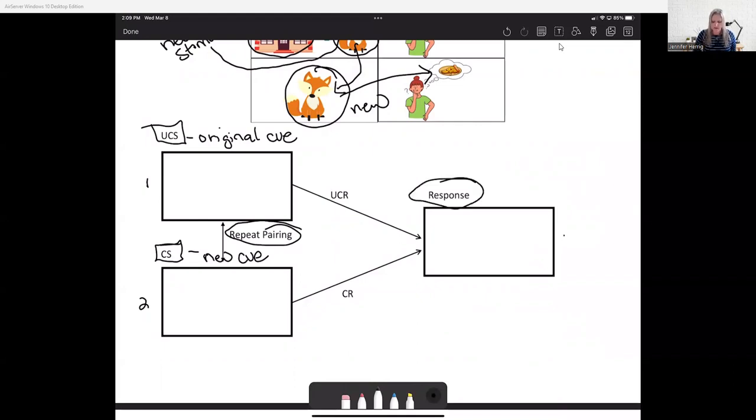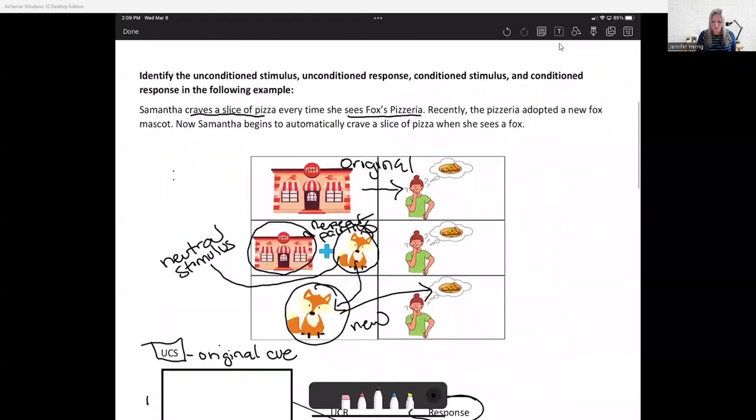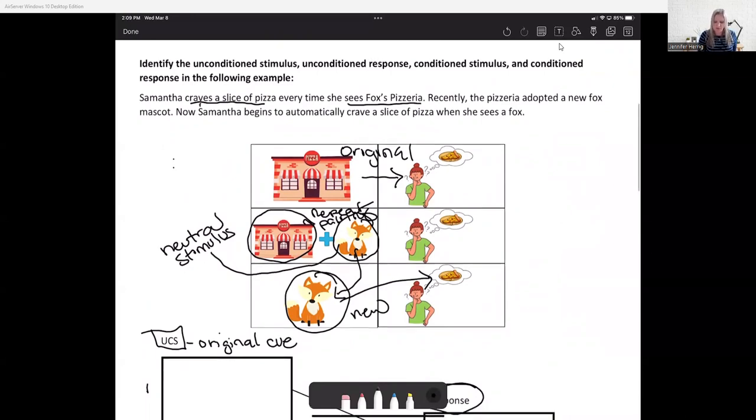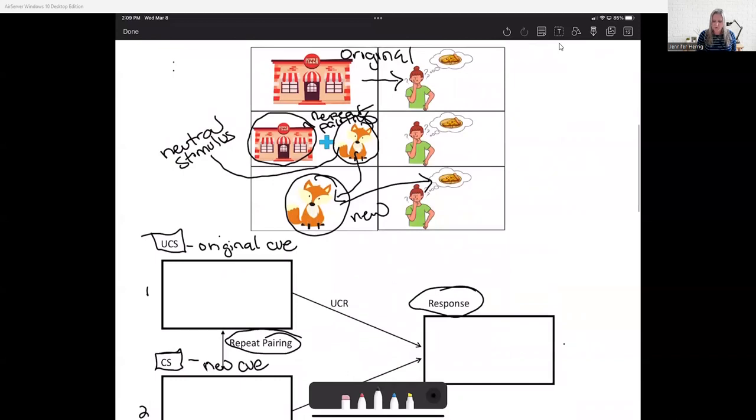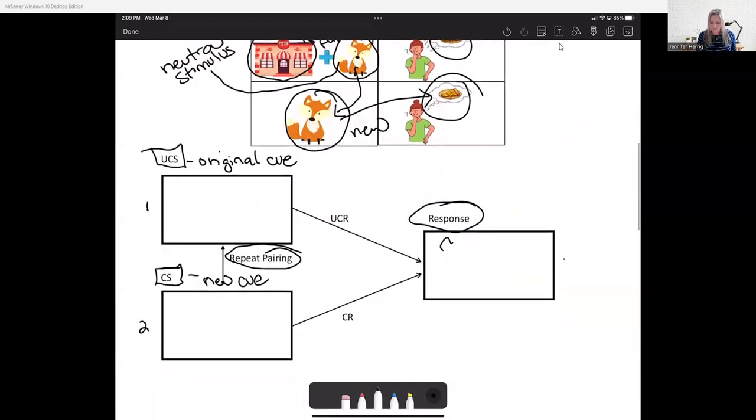All right, so let's look back in our example. What response are we seeing in reaction to multiple cues? So she's craving a slice of pizza when she sees Fox's Pizzeria. She's craving a slice of pizza when she sees a fox. So her reaction is that she's craving pizza. So that's what goes in our response box.